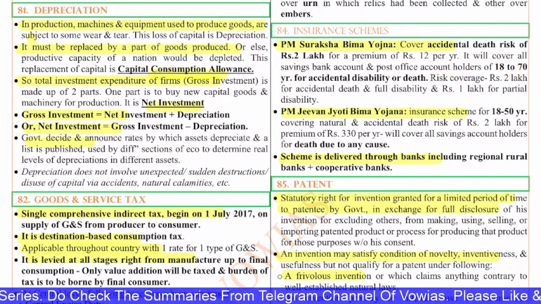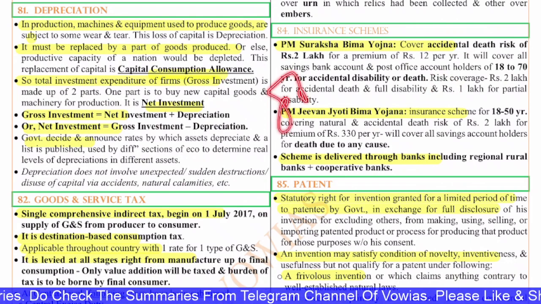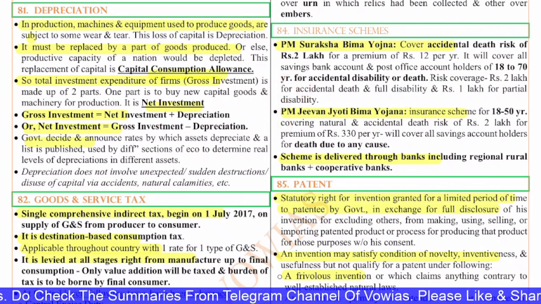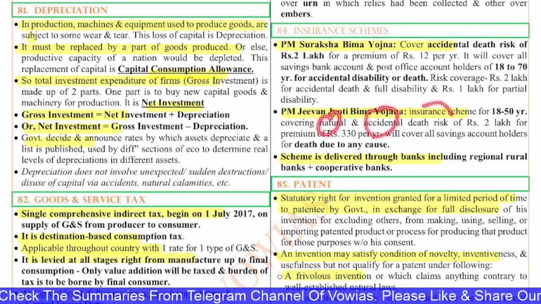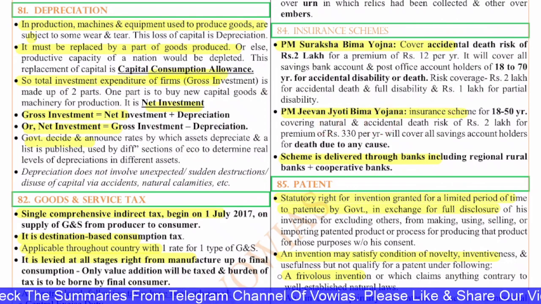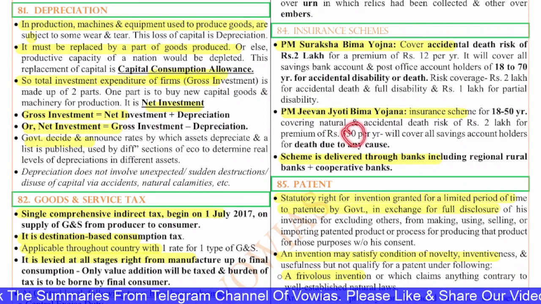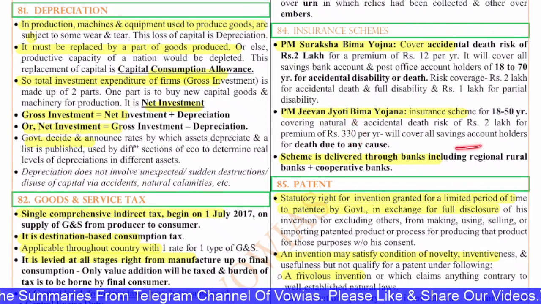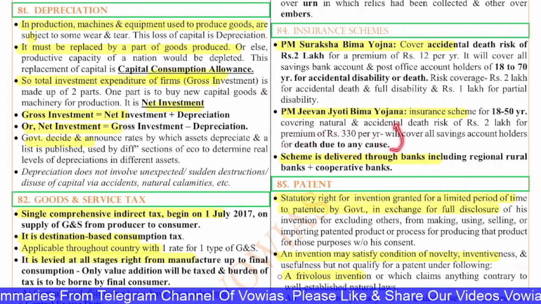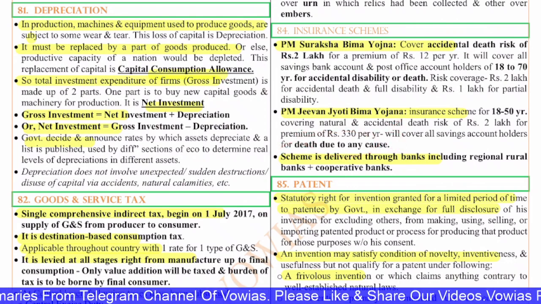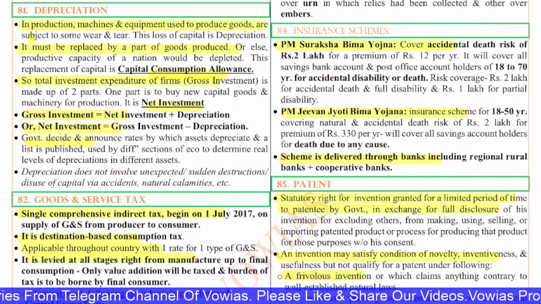Next is the PM Jeevan Jyoti Bima Yojana. It's an insurance scheme for 18 to 50 years for natural and accidental death. Risk cover is up to 2 lakhs, and a premium of rupees 330 per year will be collected. It will cover all savings account holders for death due to any cause. So this is purely for death, and the Suraksha Bima is for death as well as disability.